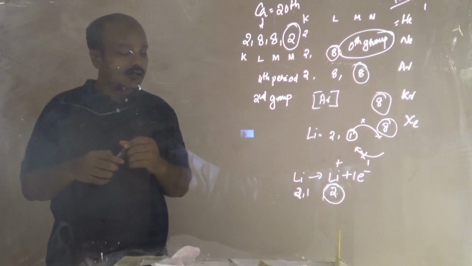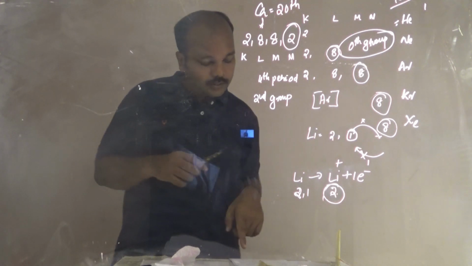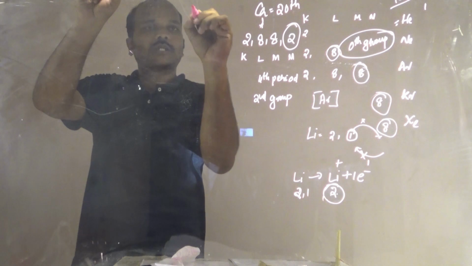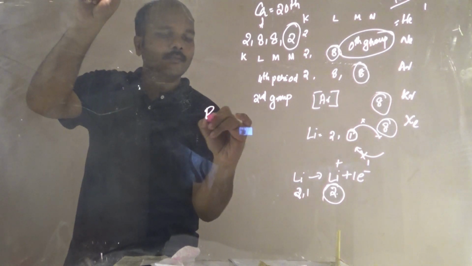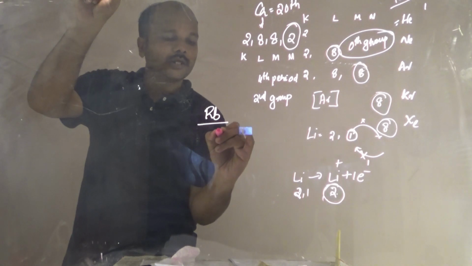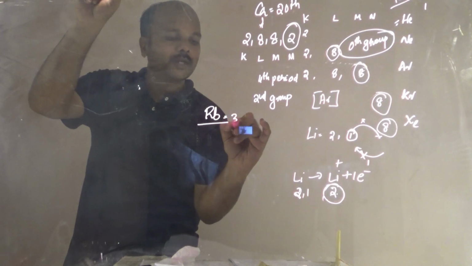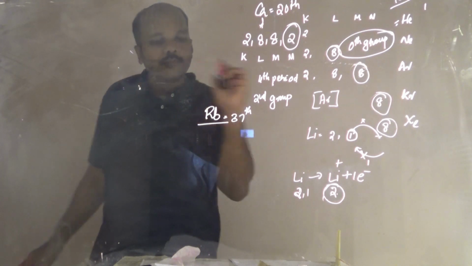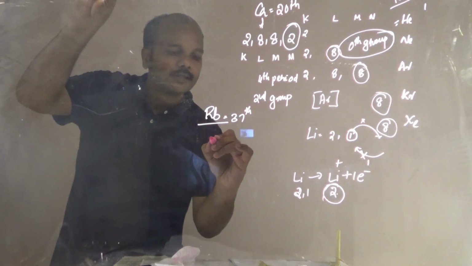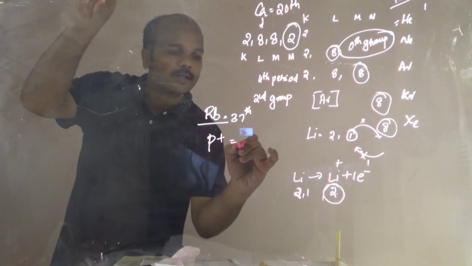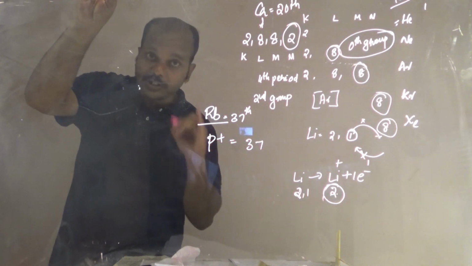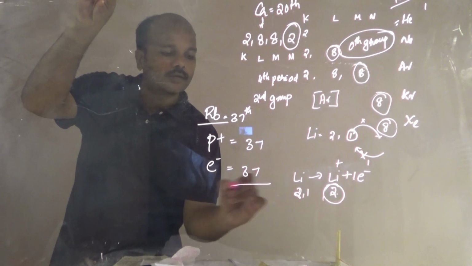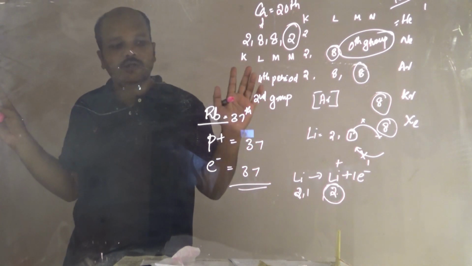If I take an example, the example given in your textbook is rubidium. Its atomic number is 37, which means it is the 37th element. From that you can say the number of protons in rubidium is 37. Since it is a neutral atom, the number of electrons is also going to be 37. So this information you can write.